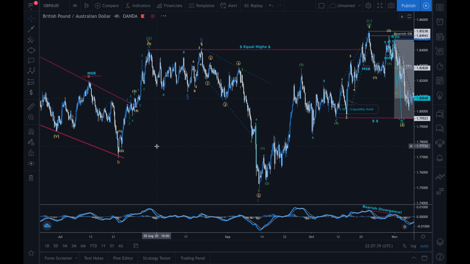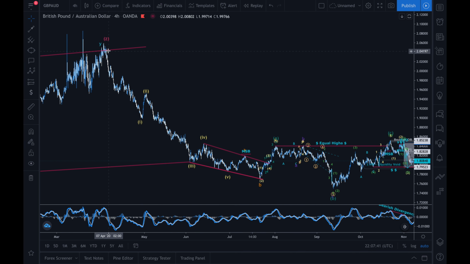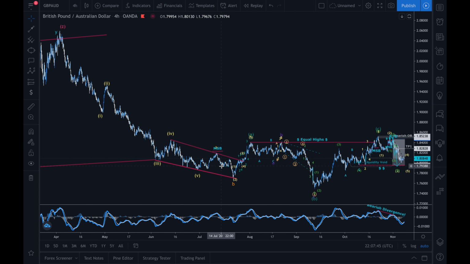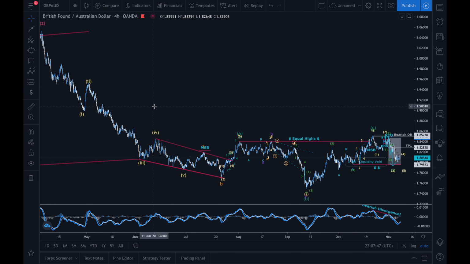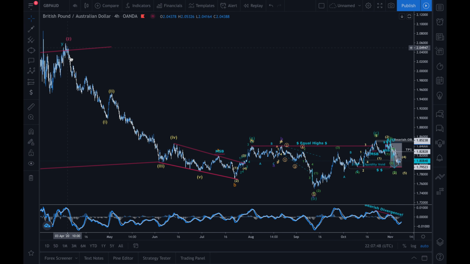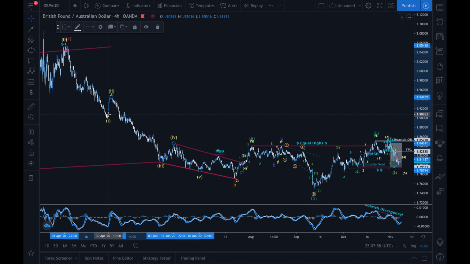So what we can see here is we've been quite bearish on GBP AUD. So then what do we form? A correction. After we finish our impulse wave of wave 1, wave 2, wave 3, wave 4, and wave 5, we get our impulse wave, right? So wave 1, then comes a correction.